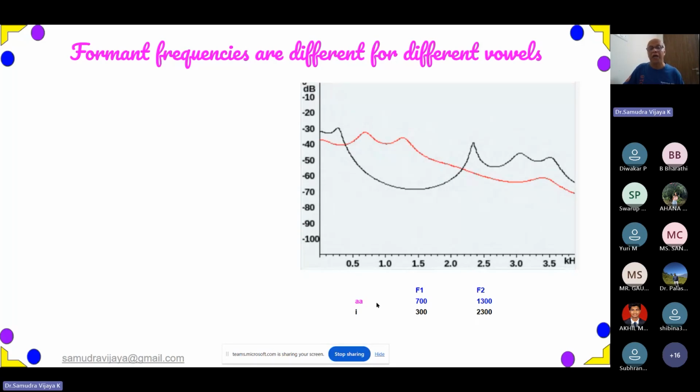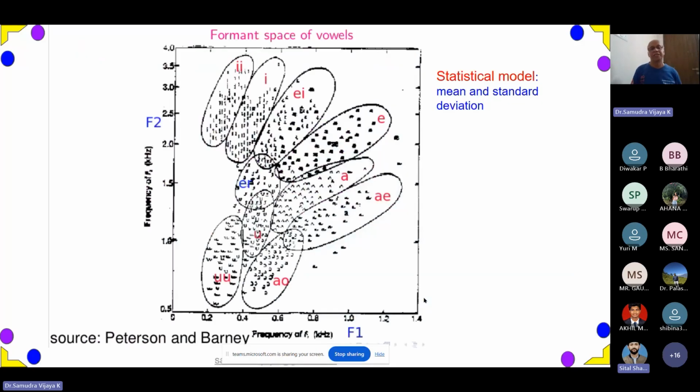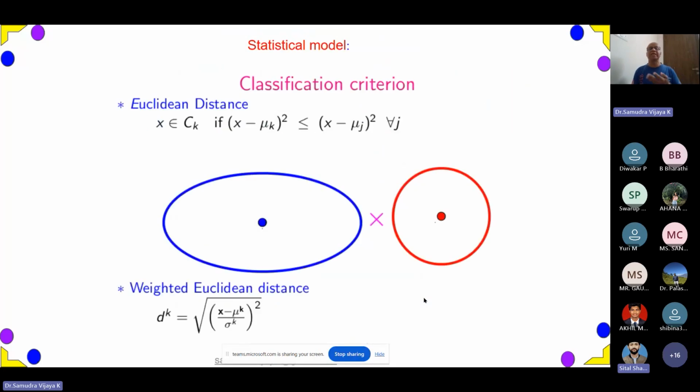In the case of the A, on the other hand, F1 occurs at around 700 hertz. Look at this peak here. And the second resonance occurs at a different frequency. So we see that formants of different vowels are different. So we can use the statistical properties, mean and standard deviation. We can use it as a classifier using a distance.